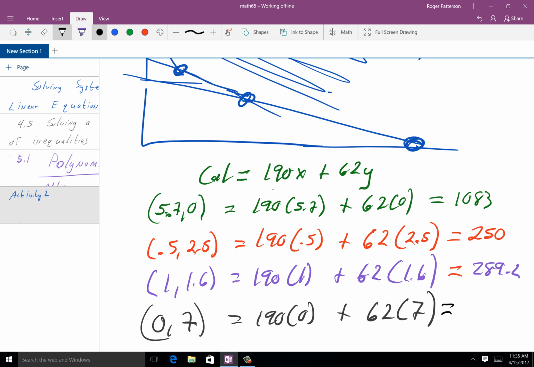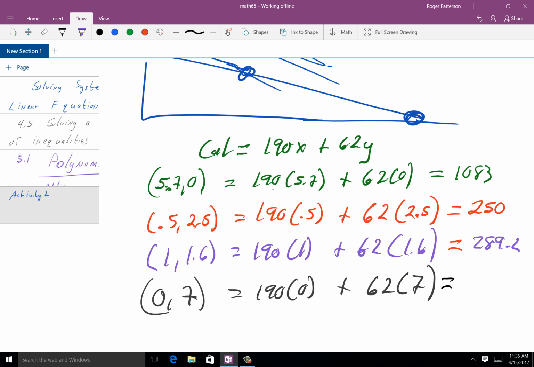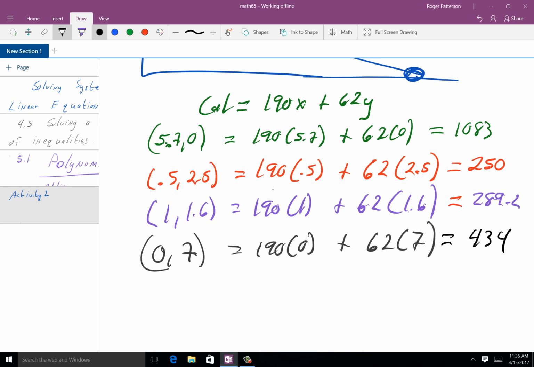And the last one, 62 times 7, because 190 times 0 is 0. How much? 434. Okay. Which one is the minimizing of all the calories? Green, red, purple, or black? Red is. There's your answer. So your answer would be to have 0.5 servings of cereal, because it was x, and 2.5 servings of the fruit.